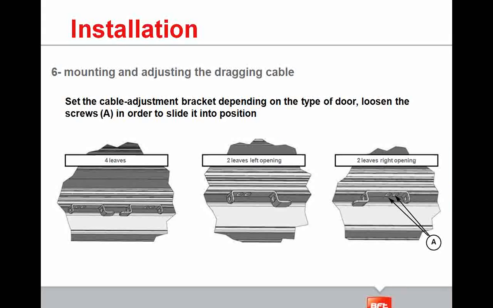After that, you need to mount and adjust the dragging cable. The dragging cable is used to move the slow speed leaves. There are also three configurations to install the bracket for this. If you have 4 leaves, you must install 2 in this position in the center. Otherwise, if you have 2 leaves left opening, this is the configuration to follow. For the 2 leaf right opening, this is the other configuration.